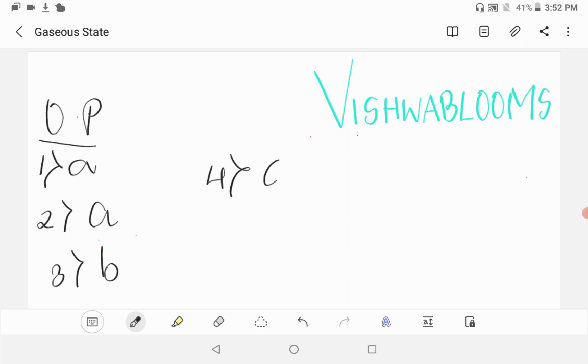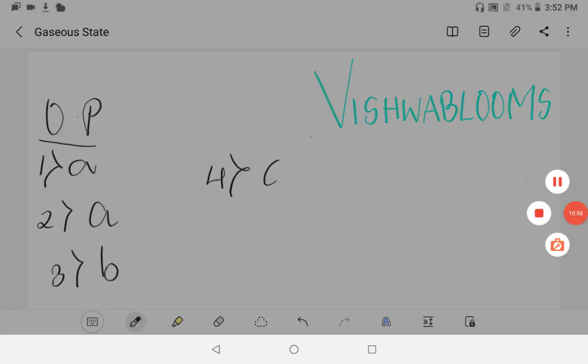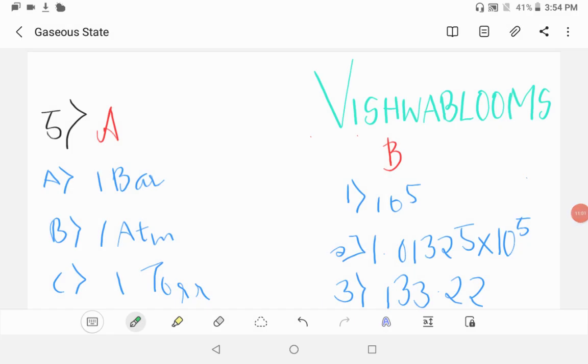Now we have another match the following. Okay, let me write. Now 1 bar, that is option 1, 10 power 5. 1 atm, that is option 2, 1.01325 into 10 power 5. 1 torr, that is nothing but option 3. So what is the option? Option C. With this, we completed our orange worksheet and the MCQs of gaseous state goal 1.